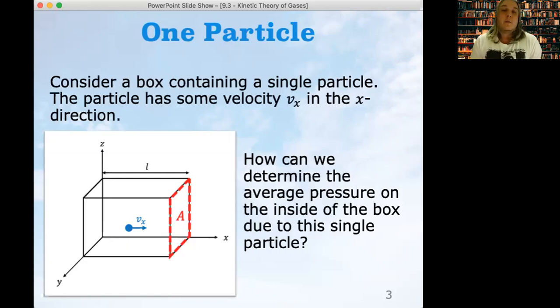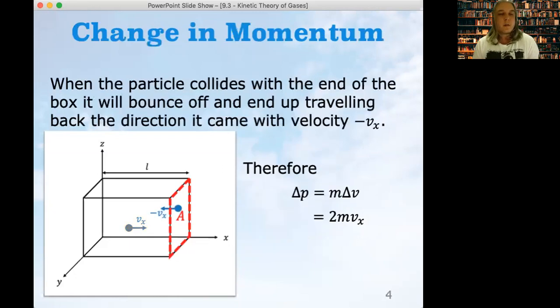The question is, how can we determine the average pressure on the inside of the box due to this single particle? So this particle is flying around and it bounces off the walls of the inside of the box. And we know that pressure comes from the particles colliding with the inside of the container they're in. So if we know how fast this particle is traveling, if it's traveling with Vx in the x direction, can that tell us the pressure from this particle on that end of the box? And it can, and that's what we're going to try and do.